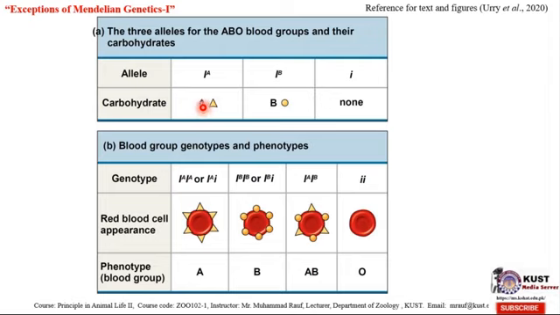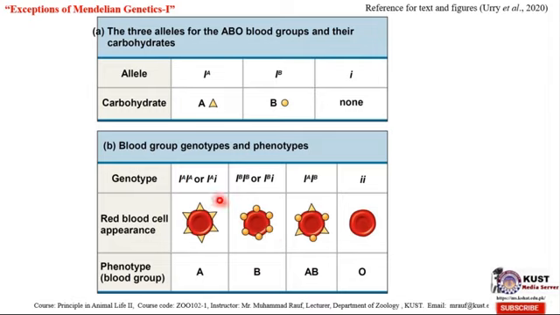So if a person's RBCs have carbohydrate A, the blood group is A. Having carbohydrate B, the blood group is B. Having carbohydrates A and B, the blood group is AB. Having none of the carbohydrates, the blood group is O. And these are the appearances of the RBCs.